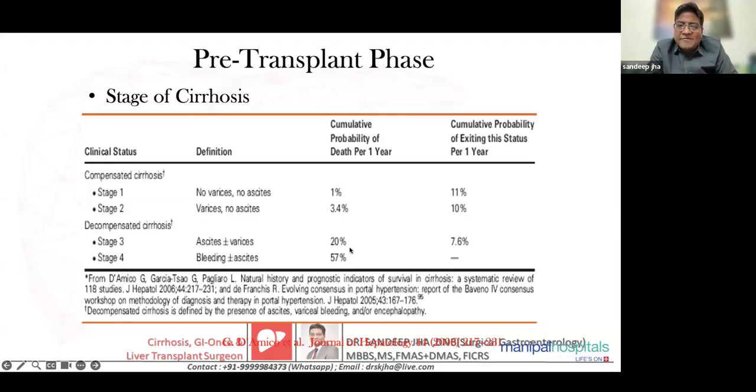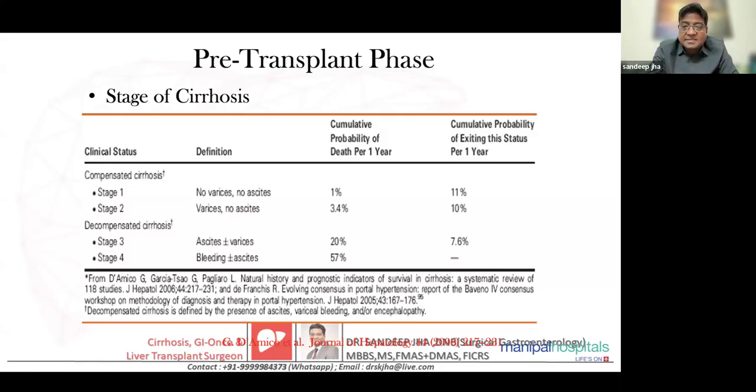And you can see when you have a look at the probability of death per year. So when the patient is in stage 3 or stage 4 cirrhosis, you can see that at 1 year, 20% of the patients will die within 1 year if they are developing ascites with or without varices. If they have upper GI bleeding along with ascites or water formation in the tummy, then 57% of the patients will succumb within 1 year to the disease.